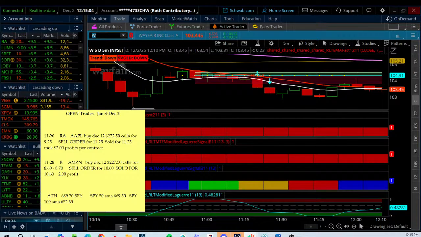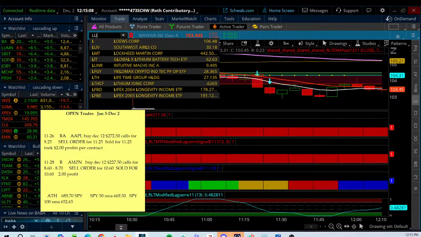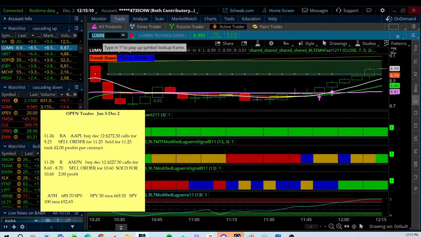That was fine. Lumen's back up to $9, by the way. I'm still in this. I took this Lumen on the same thing. Went against me pretty fast, but now it's moving back up. So those calls are in much better shape now. Again, this was a test. I paid $30 for them, with $31 right now. I got a sell order at 40 on the Lumen $9 calls.